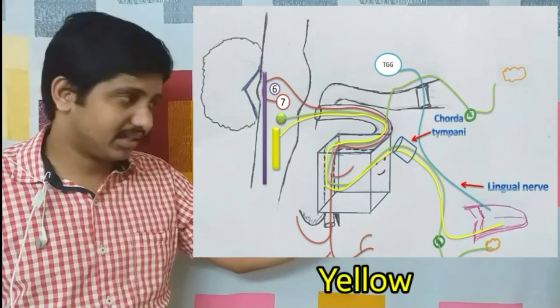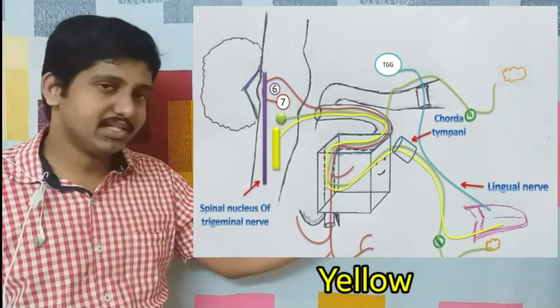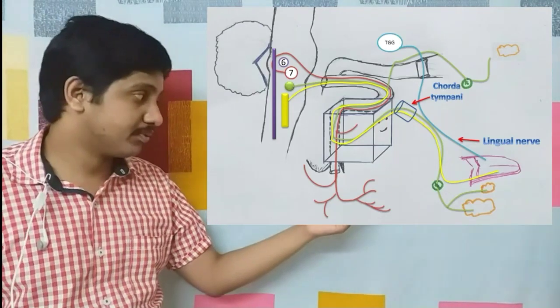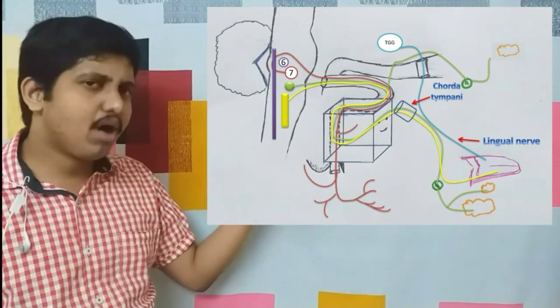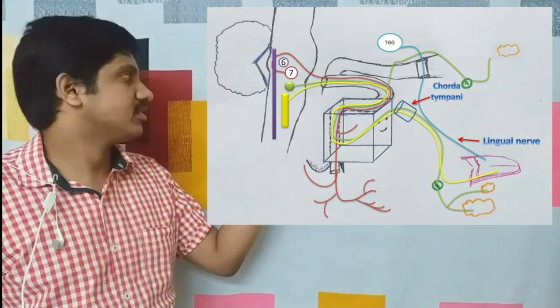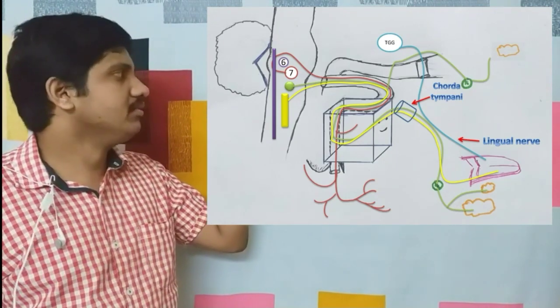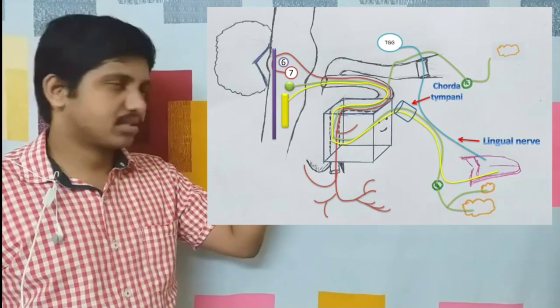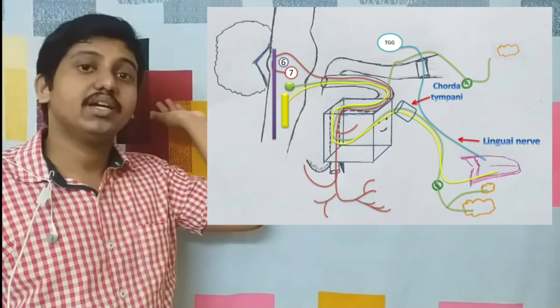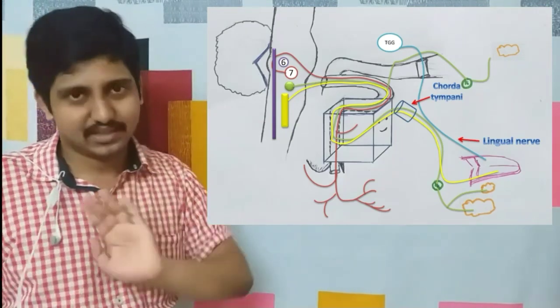So remember the fibers. You can see the yellow fibers arising from the anterior two-thirds of the tongue. They go along with this lingual nerve, and this is the chorda tympani. It goes along with the chorda tympani through the posterior canaliculus, then through the facial canal back to the nucleus tractus solitarius. That's all.